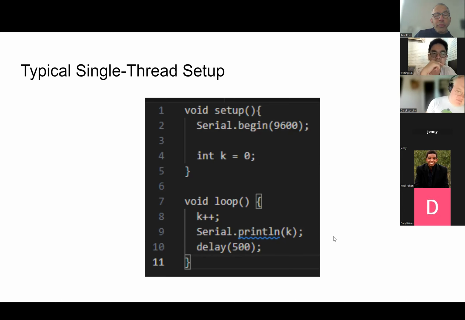This wouldn't work in a multi-threaded setup because this delay function will actually stop the processor. It won't do anything else for 500 milliseconds, and then it loops. So if you wanted to be doing something else, like taking a measurement in the background, the processor wouldn't be capable of doing that.